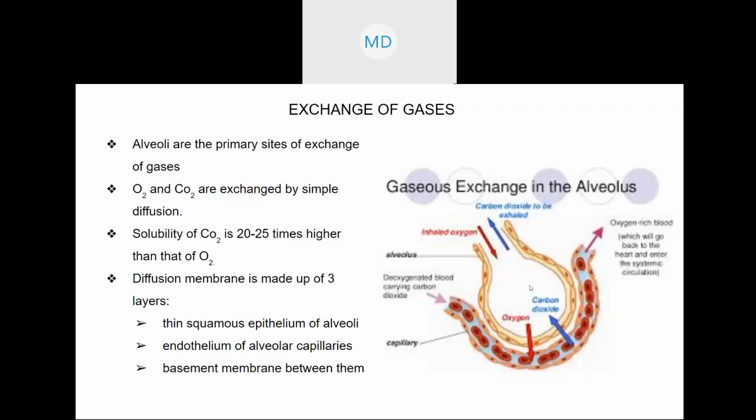Then oxygen and carbon dioxide both. Then what happens? This is the diffusion membrane. So this oxygen, they will get inside; this is the blood capillaries.